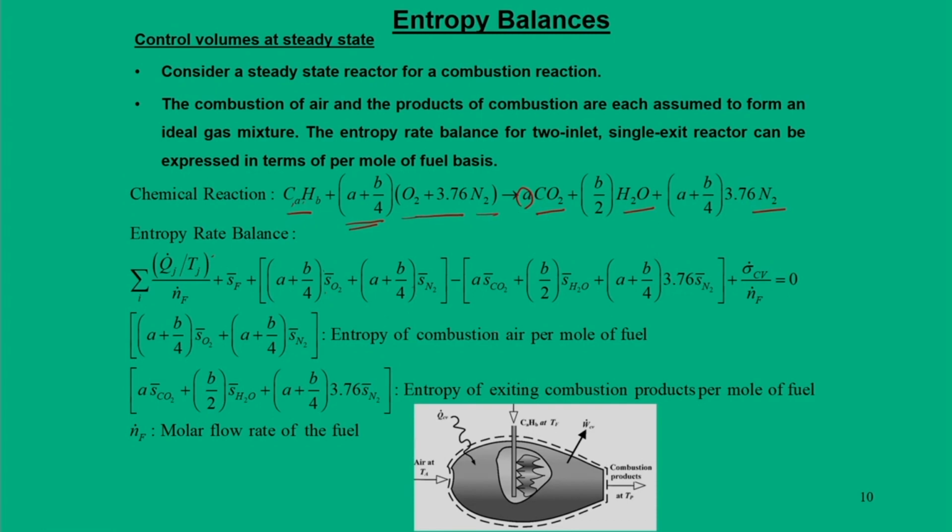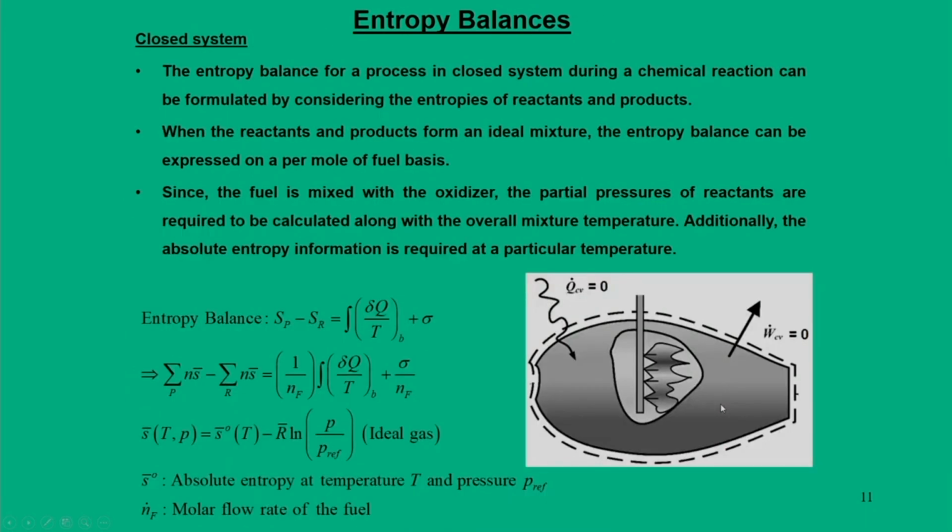Similarly, on the right hand side the expressions are given with a minus sign. So, you can write this, and finally the last term refers to the entropy production rate for the control volume. And there the information we have is the entropy of combustion air per mole of the fuel, and the entropy of the existing combustion products per mole of the fuel.